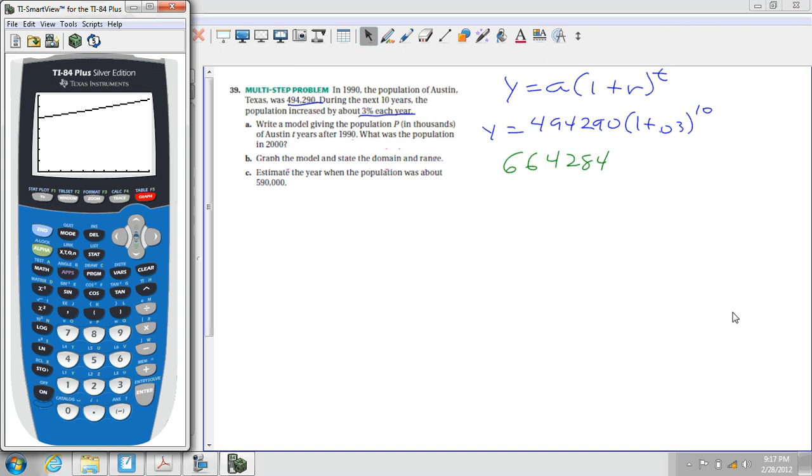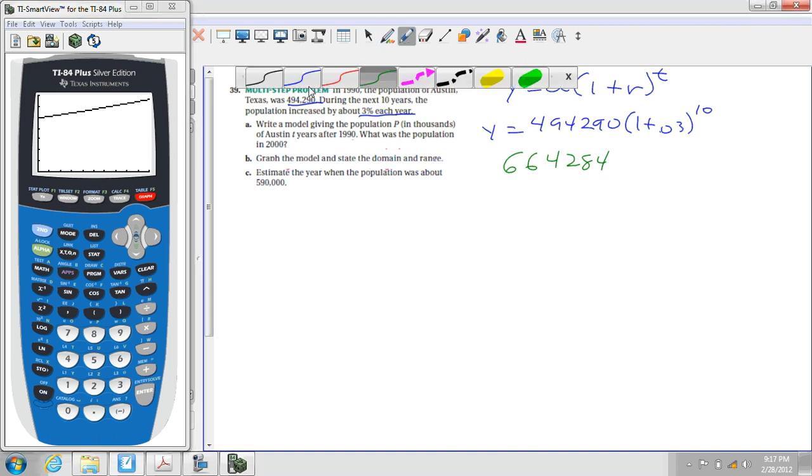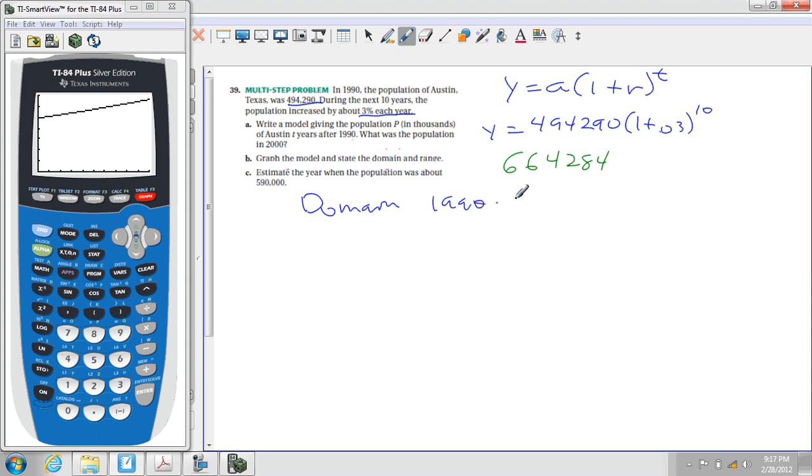Now my domain on this model, because they're telling me in the problem I'm only concerned about the 10 years from 1990 to 2000. My domain, which is my x values, I can either call it from 1990 to 2000, but really what I'm going to say is my domain is 0 ≤ x ≤ 10. Or if I was writing it in interval notation, I would say my domain is bracket 0, comma 10. Those are the years that I'm concerned about.